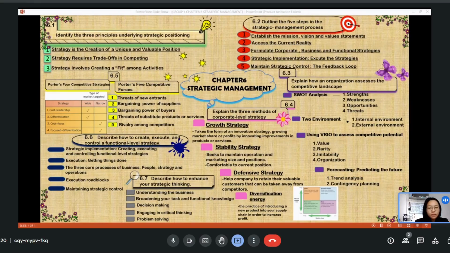Then let me talk about 4 key competitive strategies, also called the 4 generic strategies. They are cost leadership, differentiation, cost focus, and focus differentiation. The cost leadership and differentiation strategies are focused on a wide market, and the cost focus and focus differentiation strategies are focused on a narrow market.